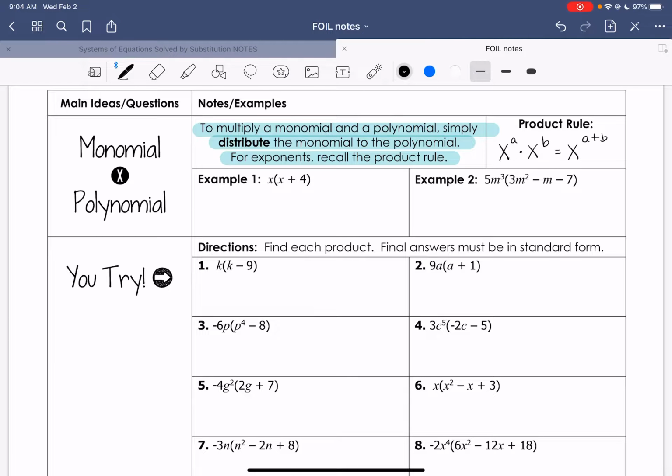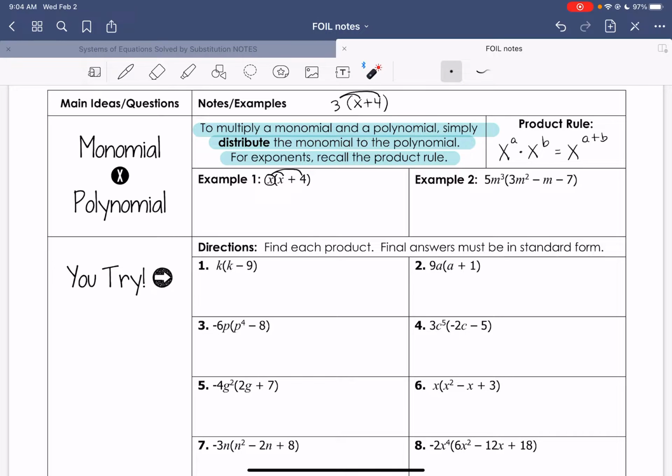So our first example is example 1, and so we see here this x on the outside of the parentheses, and so that is asking us to take this x and distribute it to everything inside of the parentheses. So initially, earlier this year, we looked at multiplying numbers and distributing them into parentheses. But now we're just distributing possibly variables into the situation.